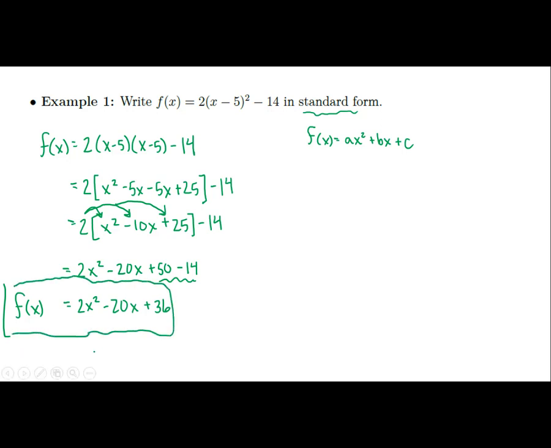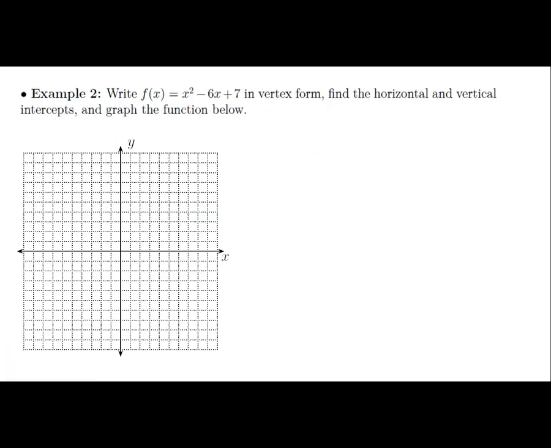And both standard form and vertex form have their purposes, and we'll see what those are as we go through various examples. In this example, we're going to basically go the other direction. So we're going to give a function that's already in standard form, write it in vertex form, and then we're also going to find the horizontal and vertical intercepts to help us graph this function.